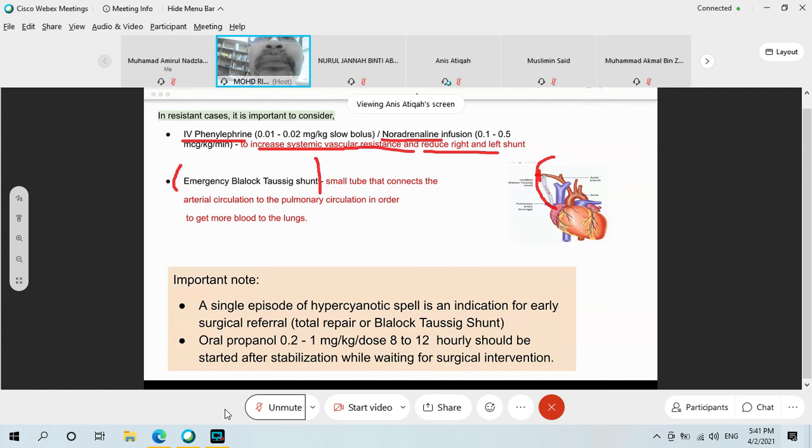Question. The trilogy of failure. Who asked? Wan Ainul Basirah, louder please. I want to ask because patients with TOF have a ventricular septal defect. Is the murmur of ventricular septal defect prominent in TOF?